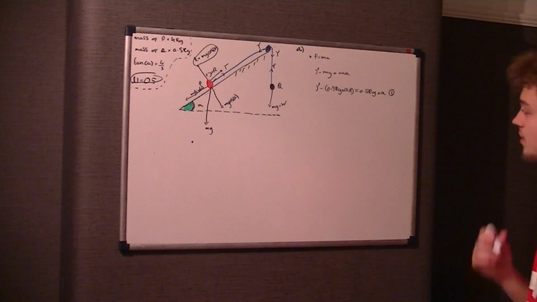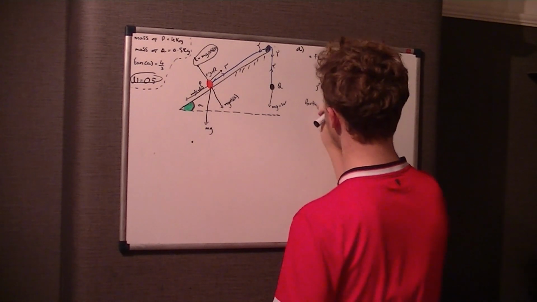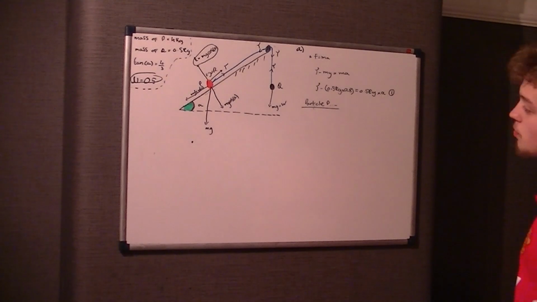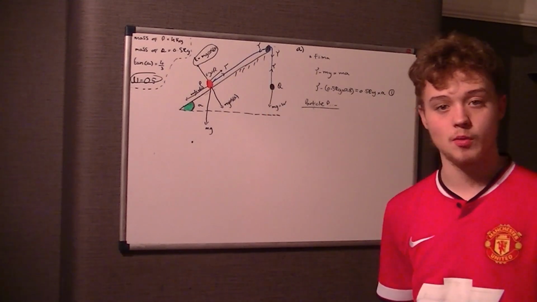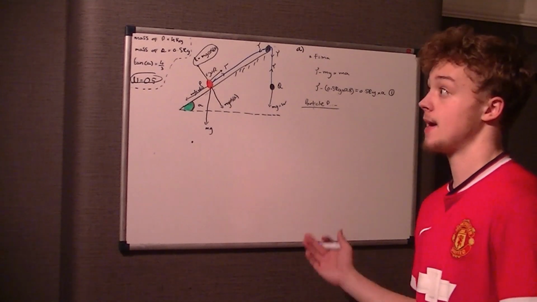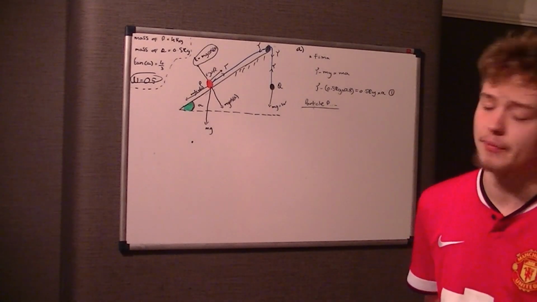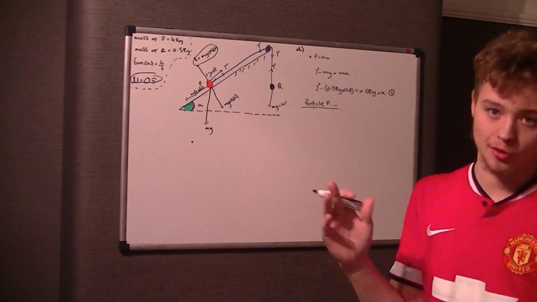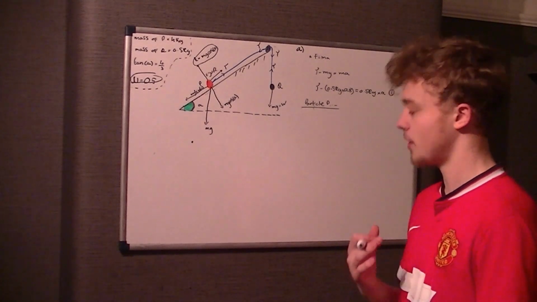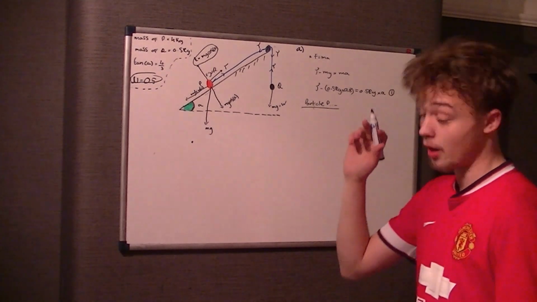Now we need to consider the particle at P. So, particle P. Now we don't need to say, okay, well R is equal to mg cos A, because we know that. That's stupid, there's no point putting that down. That was just so you can see I'm not ignoring the forces perpendicular to the plane. But we do need to consider the forces parallel to the plane.